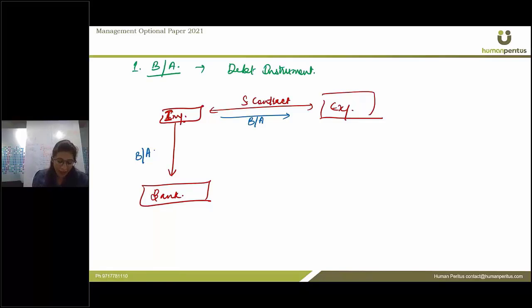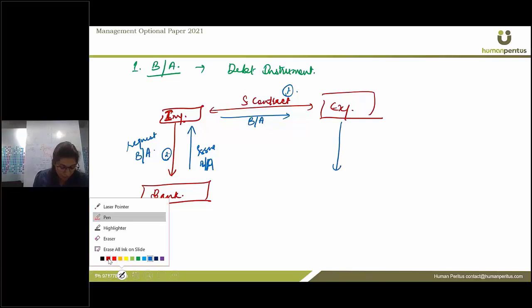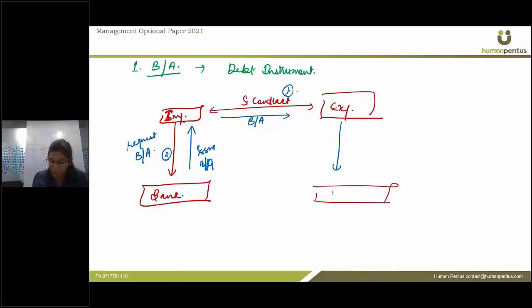So the bank draws this banker's acceptance on the deposits of the importer already in the bank. Now, the first step is this sales contract. The second step is he would request the banker's acceptance. The bank would issue the banker's acceptance and the importer would show this to the exporter, and finally the exporter would approach his bank with that banker's acceptance.